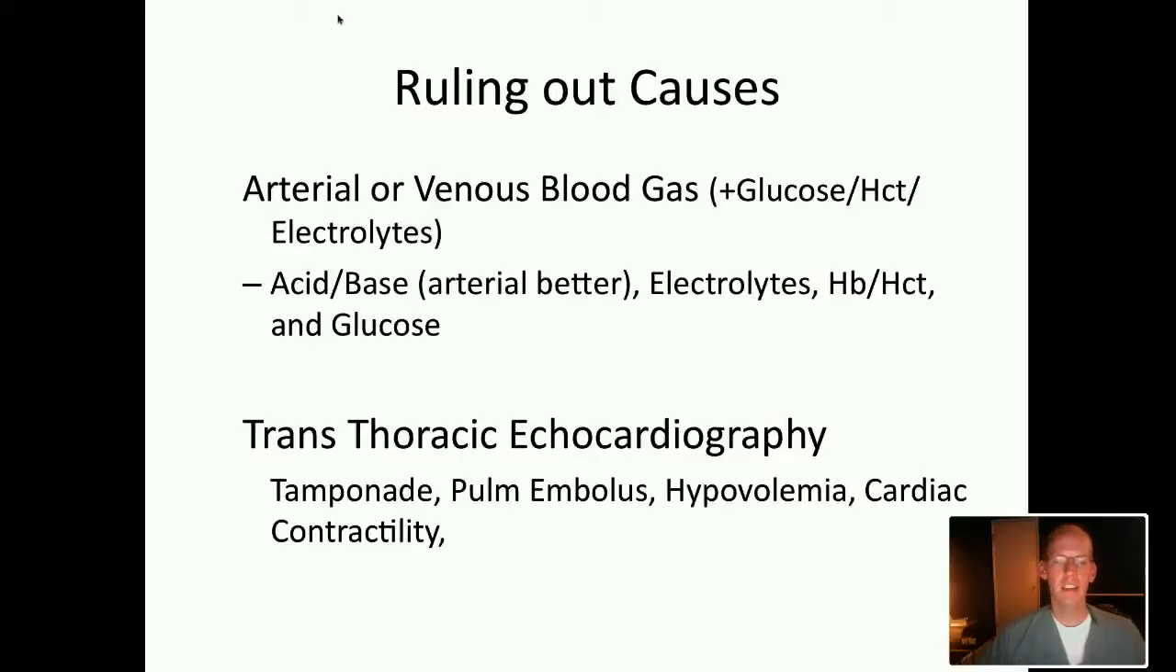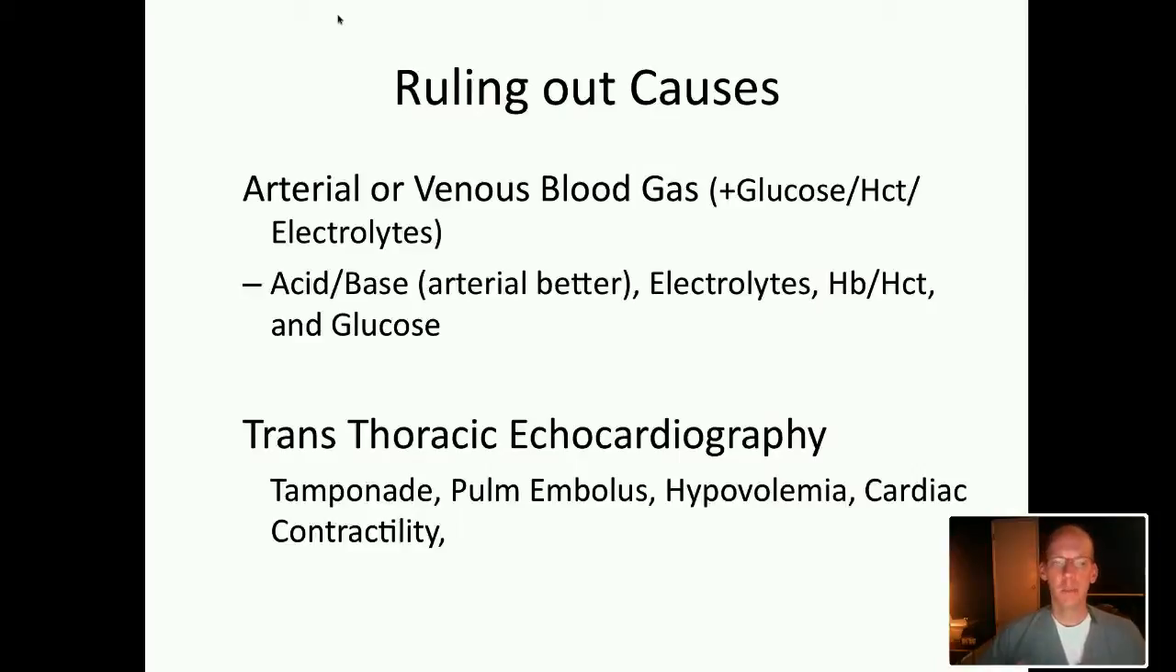And the next thing you can do to help rule things out is a transthoracic echo. Now this is going to take several other things off the differential. It's going to help you rule out tamponade. You may be able to see a clot for a pulmonary embolus. You may see hypovolemia with a hyperdynamic but underfilled heart, and you may see complete lack of contractility, which may be a sign of a severe MI, or maybe just a very poor prognosis for resuscitation if you have basically the classic stone heart that's not moving at all.